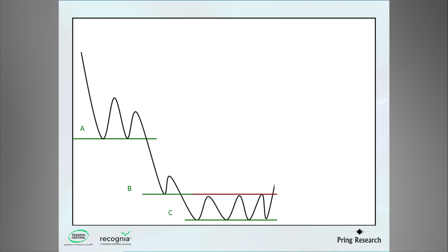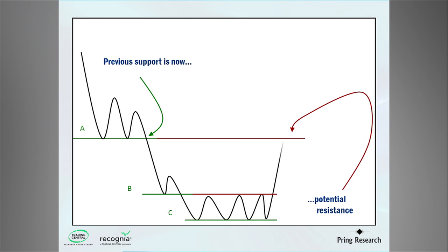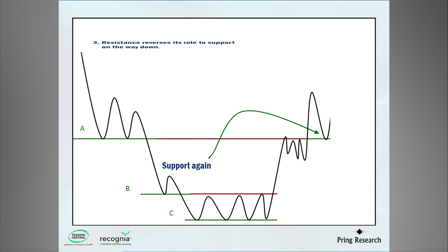So where's the next level of resistance likely to be? The next level of previous support, perhaps? As you can see, that's exactly what happened. After a brief consolidation, the price rallies through this resistance, but the subsequent decline then finds support at A again. Thus our third principle is that resistance reverses its role to support on the way down.